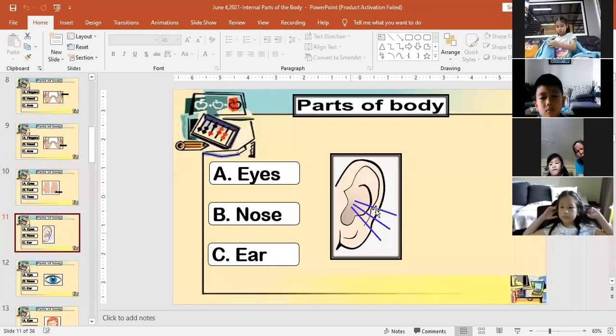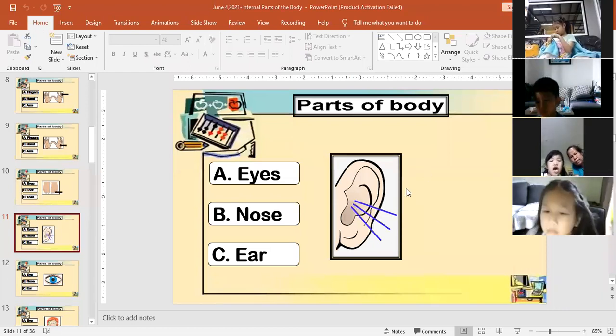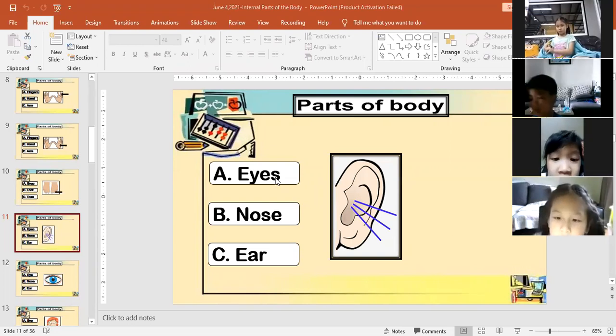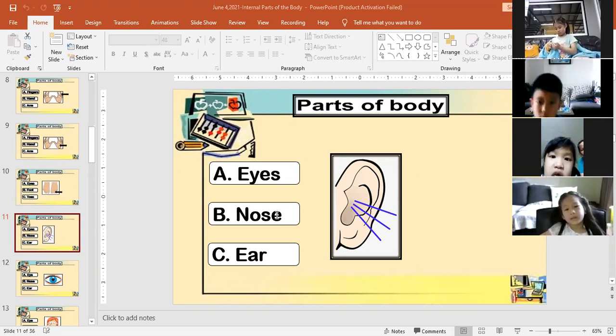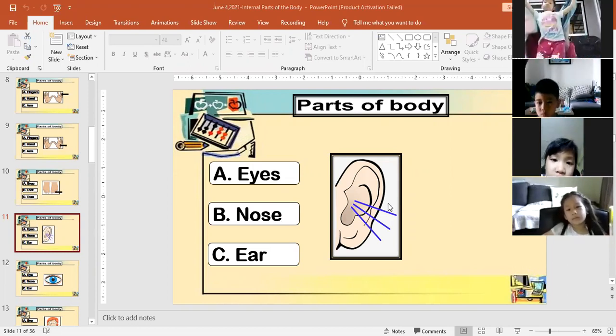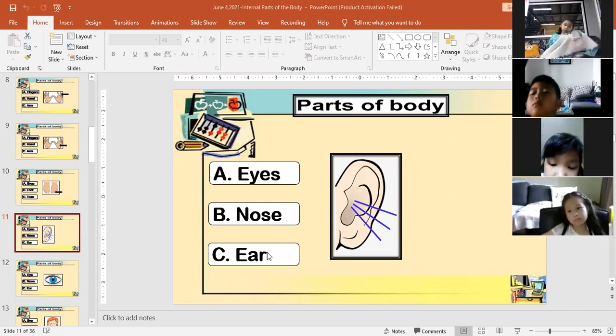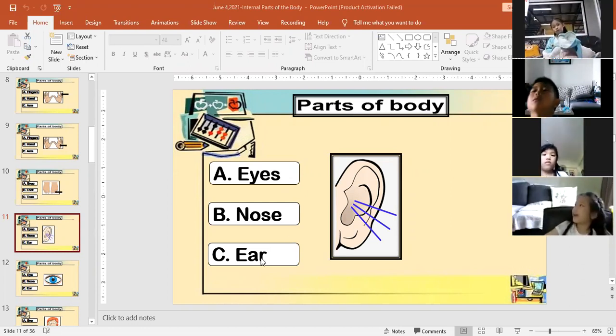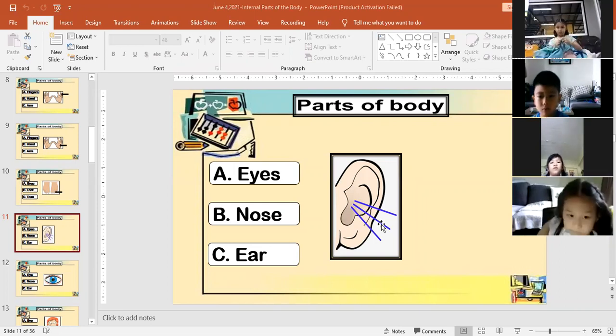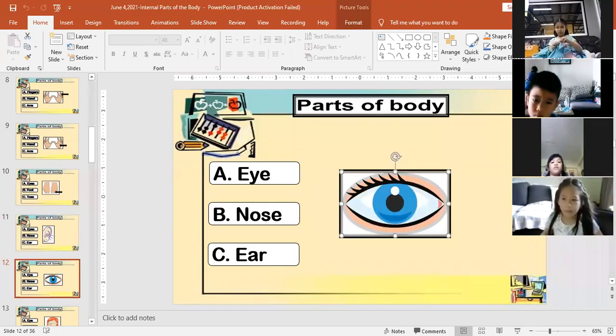How about this one? You use this when you hear sound or music. Is it eyes? Yes or no? No. How about nose? Is it nose? No. How about letter C, ear? Ear. Letter C. And this one, we use this when you look for the things around you.